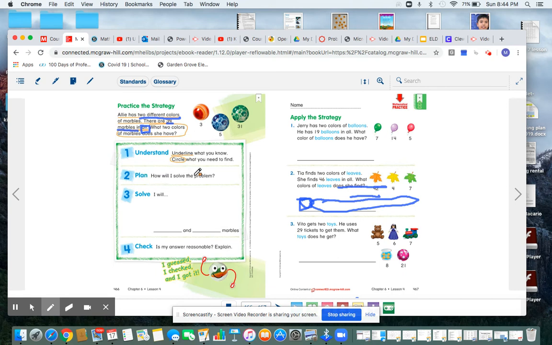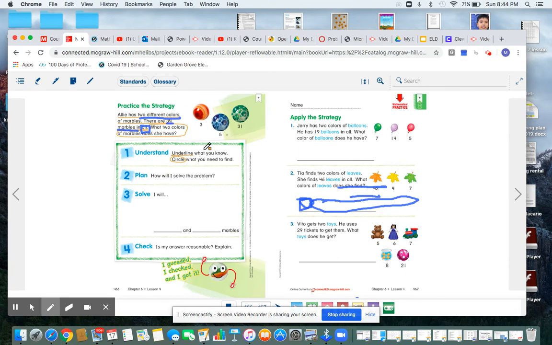So let's go ahead and plan. I'm going to plan and I'm going to guess and check my answer. I know that 3 plus 5 is not close to 34, so I already checked my answer and I don't have to write it down because this is too easy. I already know that.